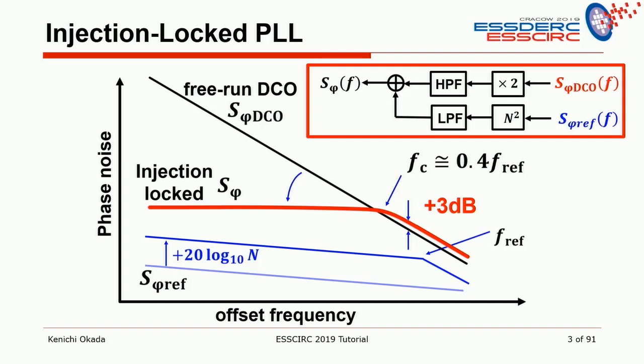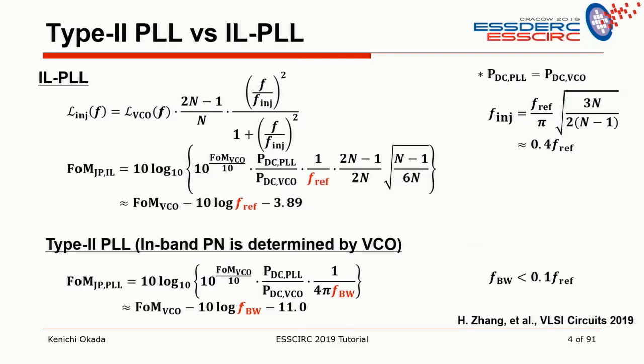The reference noise is increased by 20 log N, but usually it is still much lower than the inband phase noise determined by the free running phase noise. So one good feature of this injection locked PLL is that we have no need to spend power consumption for improving the inband phase noise. It's a little bit complicated, but I will explain the phase noise and the FOM for injection lock and type 2 PLL. Type 2 is the general one, like charge pump based and TDC based, and both become like this.